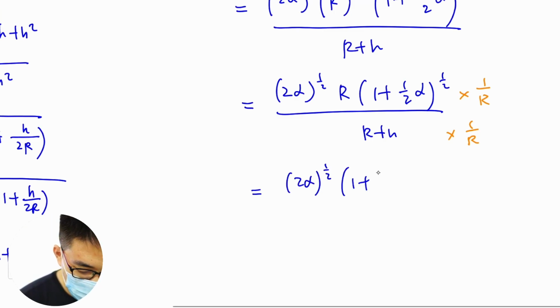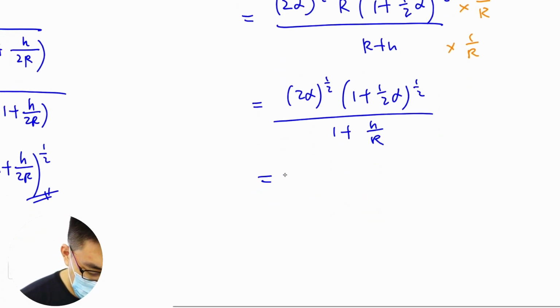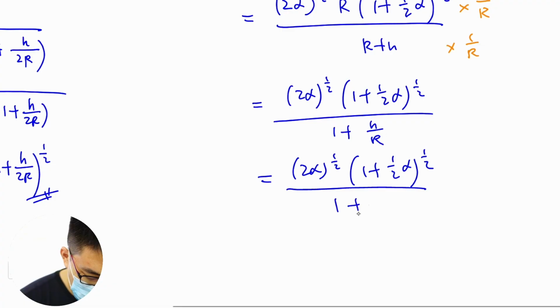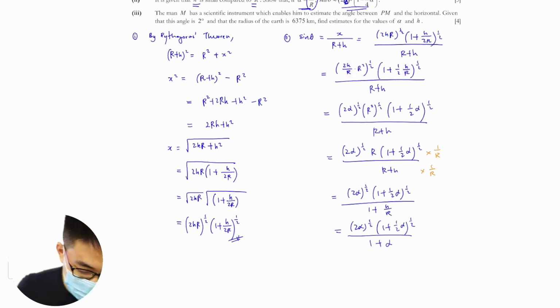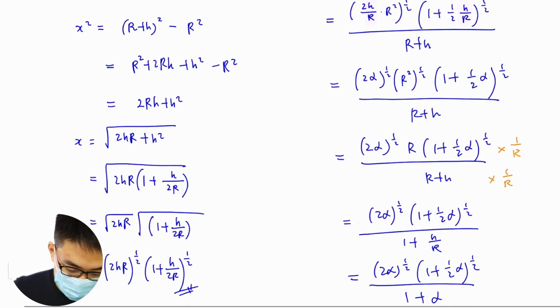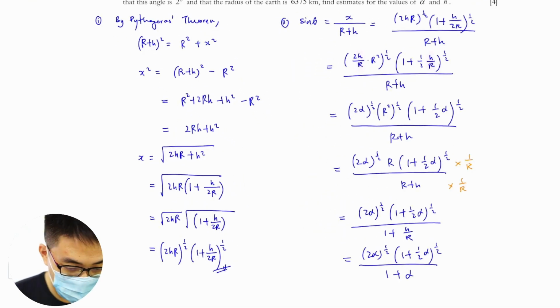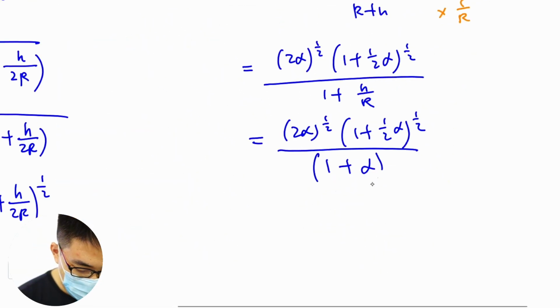This is more of a manipulation question. This will be h over r. Okay. So leave this as it is because this is what we want. What we need to expand is the one behind. It'll be quite okay lah, so it's not that bad. This is like 2 alpha half.